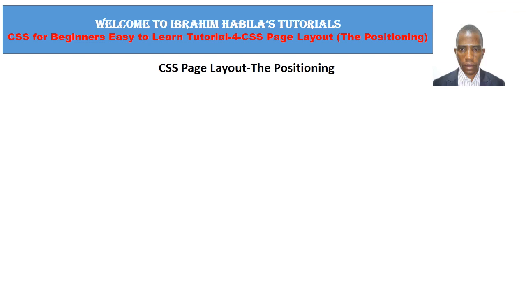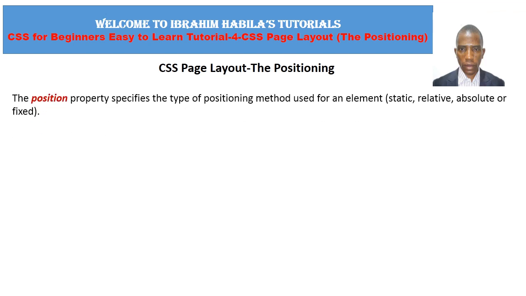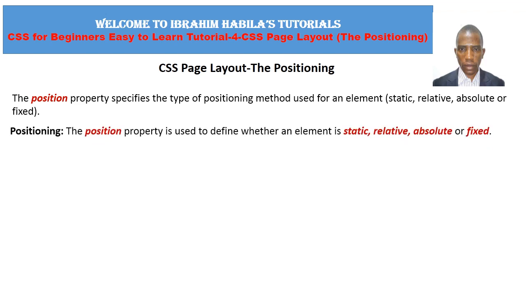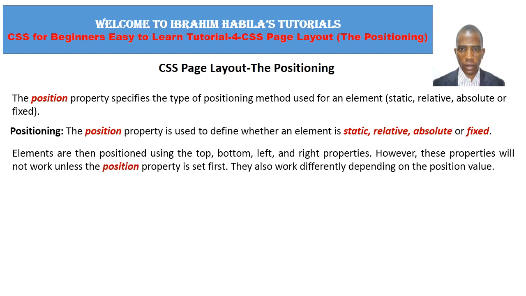My next tutorial on CSS is page layout, that is the positioning. CSS page layout, that is the positioning. The position property specifies the type of positioning method used for an element. We have static, relative, absolute, or fixed. The position property is used to define whether an element is static, relative, absolute, or fixed.